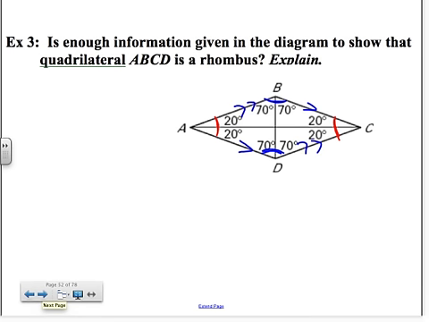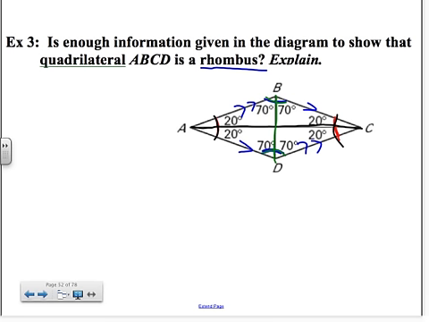Now, for a parallelogram to be a rhombus, remember, one of the properties said diagonals not only bisect each other, but diagonals bisect opposite angles. And in this particular example, diagonal AC cuts these two angles in half, and diagonal BD cuts these two angles in half. So if your diagonals bisect the opposite angles, then it is a rhombus. So the answer here would be yes, it is a rhombus because your diagonals bisect the opposite angles.